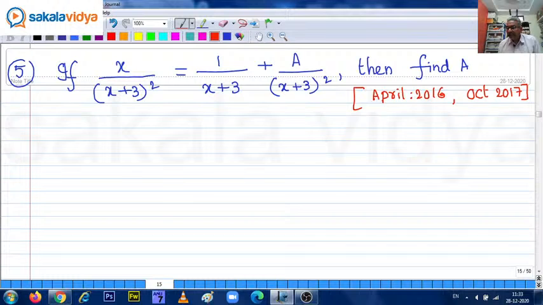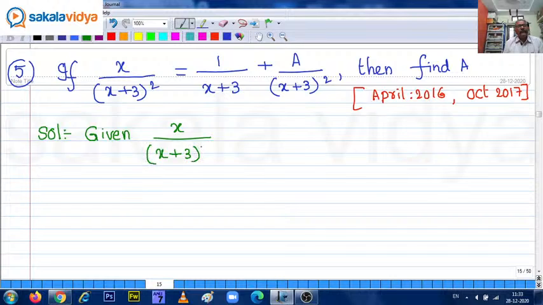Okay, let us solve it now. Solution. Given x upon (x plus 3) whole square equals to 1 upon (x plus 3) plus a upon (x plus 3) whole square.